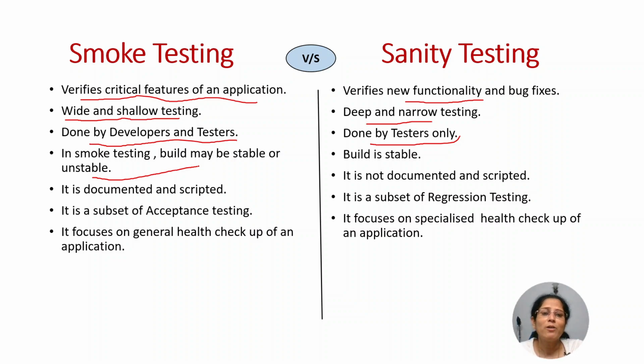So that is why our purpose in smoke testing is to check whether my build is stable or not, and whether I can go for further testing or not. Smoke testing can be done on a stable build or an unstable build also. In case of sanity testing, the build should always be stable. First of all, we give the sign-off for smoke testing, and once my build is stable, then we can go for further testing.